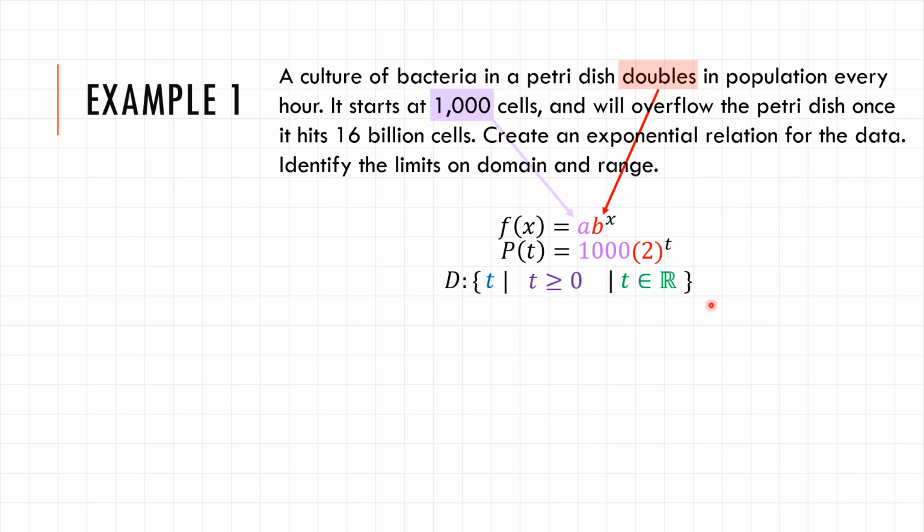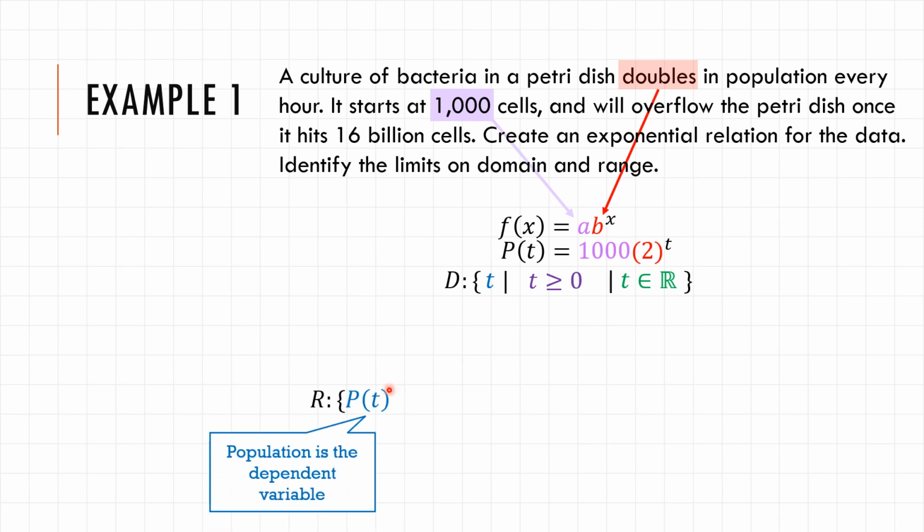And that's my domain. For my range, the output is the population, right? Population is the dependent variable, how many bacteria I have, and if you want to call it something other than population, you can do that too. And I know that the minimum amount of bacteria is 1,000. It starts with 1,000 cells. It'll never go below that because it's doubling, it's increasing. This is a growth formula.